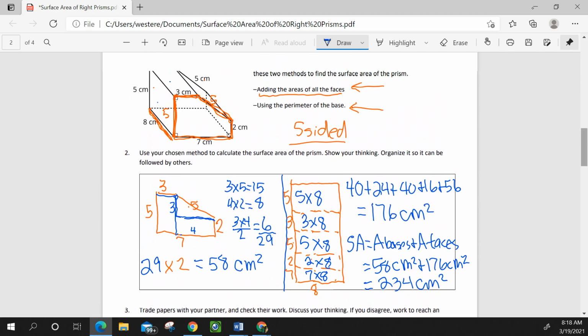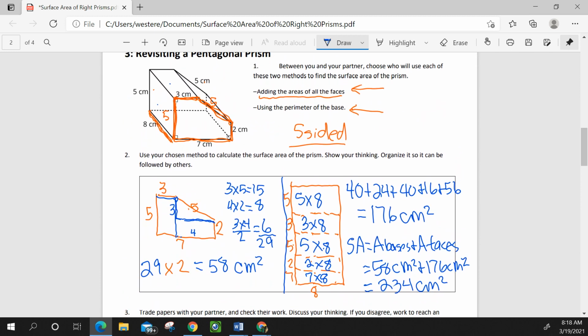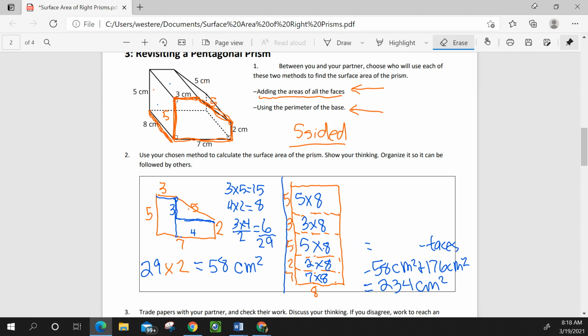Alright, so if you need to copy down, go ahead and pause the video. So I am going to do the perimeter method now, and I'm going to show you how that is going to work.